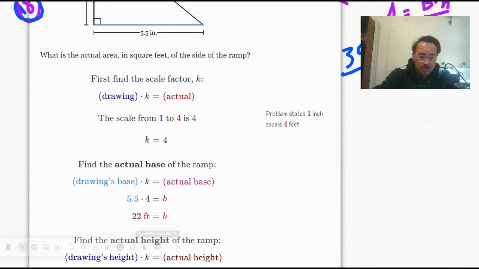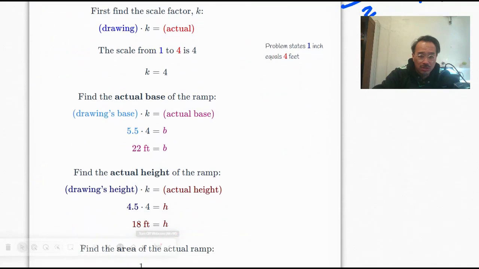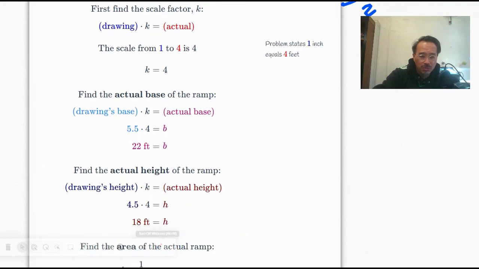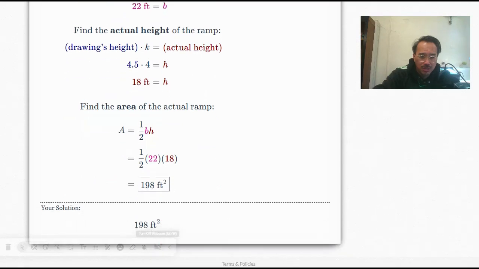And this is the answer key, by the way, in case you want to press pause and take a look. Okay, so if we want to press pause, take a look, and that's how we got our answer.